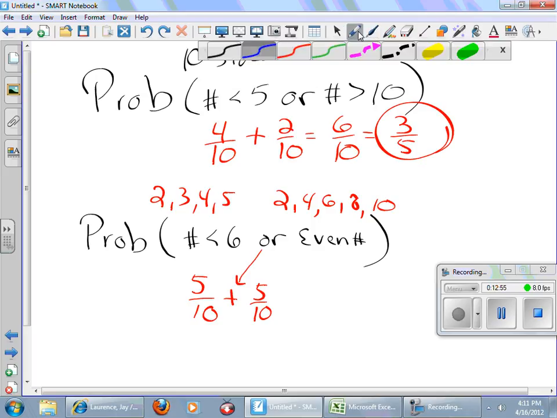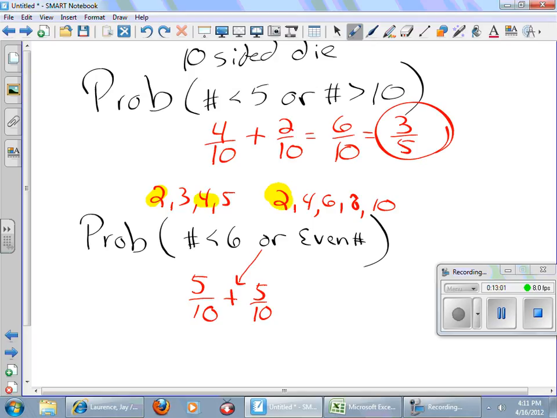Look at this. 2 is both less than 6 and even. 4 is both less than 6 and even. It's getting counted twice. All right, let me get rid of that because I goofed. There we go. That looks a little better.